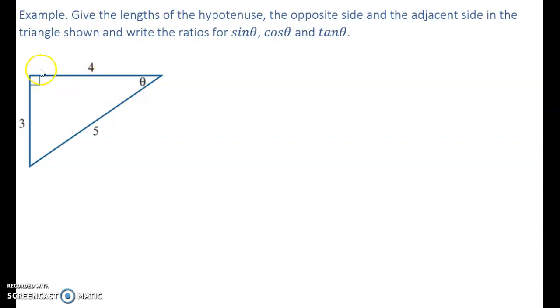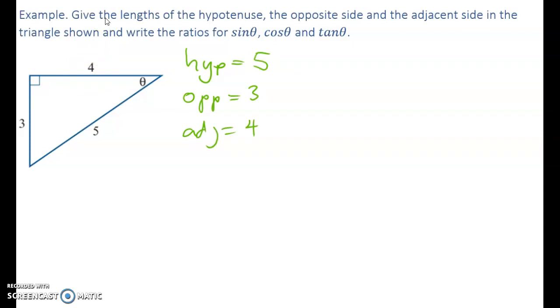All right, when we look at our triangle, we have to use the given information to figure out what side is what. Here's a right angle, which means that 5 is our hypotenuse. Here's our theta, our unknown angle, and opposite it, this side labeled 3 is our opposite, and next to it, this side labeled 4 is our adjacent. So let's write that down. Right, so we've got our 3 sides identified.